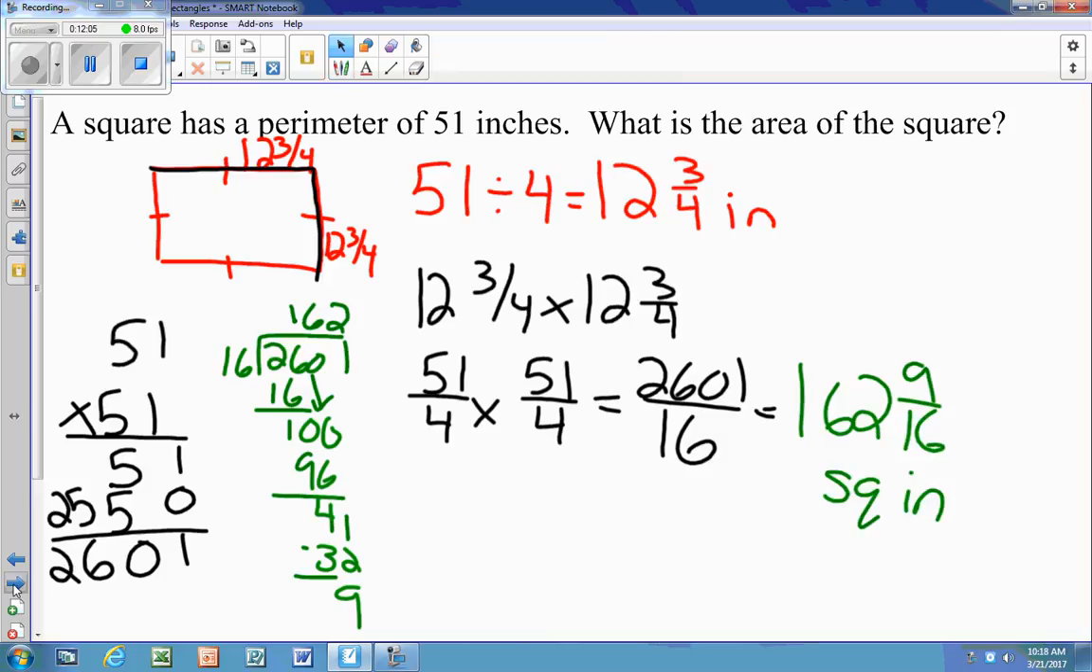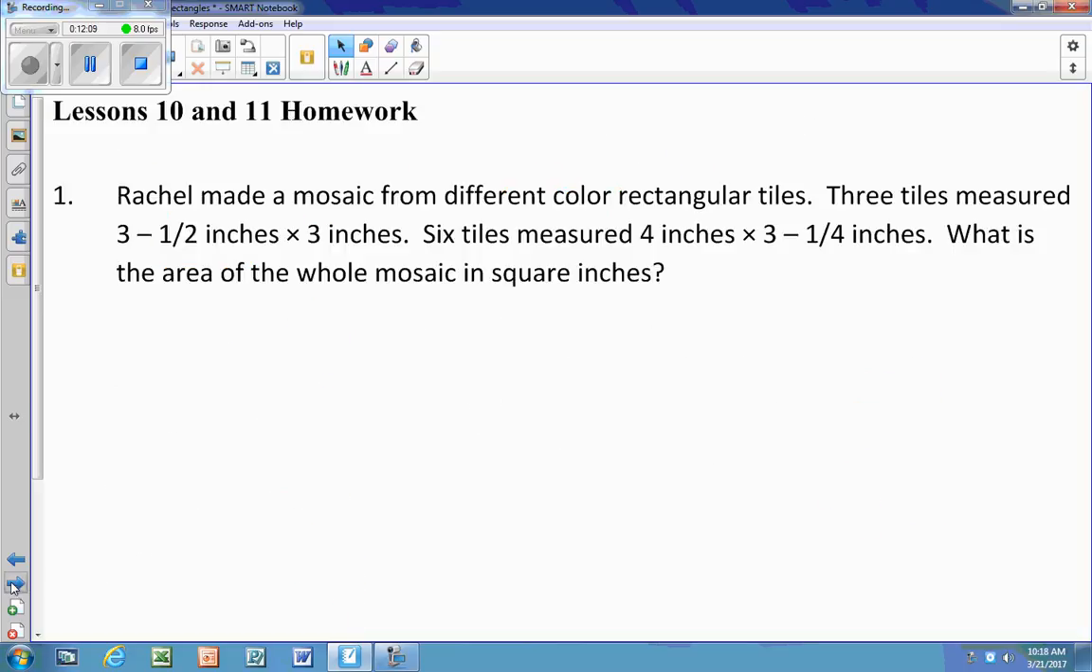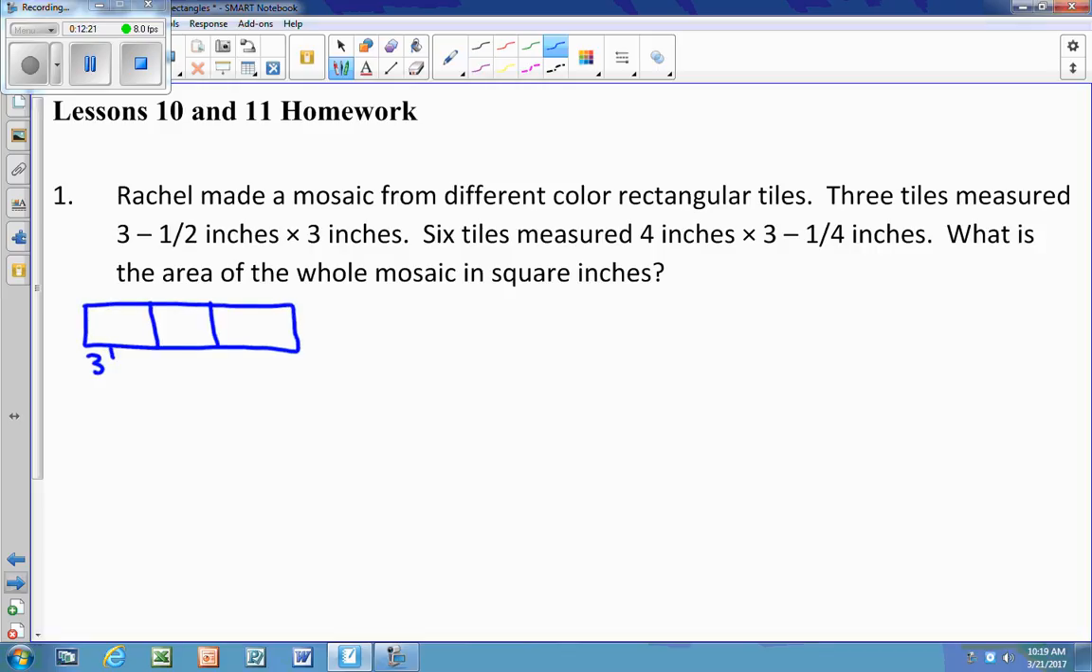So now what I'm going to do is start going over the homework. So Rachel made a mosaic from different color rectangular tiles. 3 tiles measured 3 1/2 inches times 3. So here's our 3 tiles, and they each are 3 1/2 inches times 3.